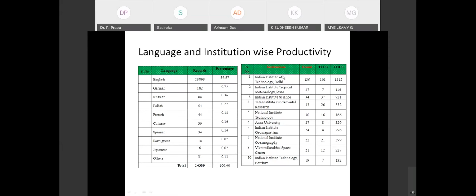Here you can see the institution wise research productivity, and here we took a sample of only India. In India, the Indian Institute of Technology Delhi published more than 139 articles in the area of wind energy. So if you ask which top institution in India is conducting research in wind energy, it is the Indian Institute of Technology Delhi that has published the most. Its total local citation score is 101 and global citation score is 1200. So outside India, those who are citing these research articles are more in number.